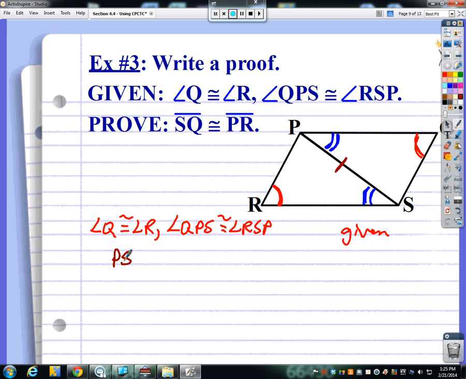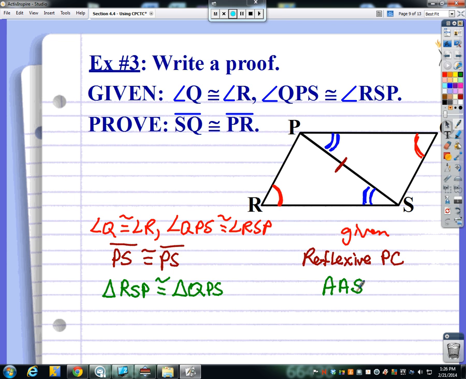So let's say PS is congruent to PS. Since I used a congruent symbol, I would say reflexive property. And now I've got angle, angle, side in both triangles. So now I may conclude these two triangles are the same exact size. So I'll call the one on the bottom RSP, which must be congruent to triangle QPS because I identified angle, angle, side. And typically that's where we would stop if we wanted to prove the triangles were congruent.